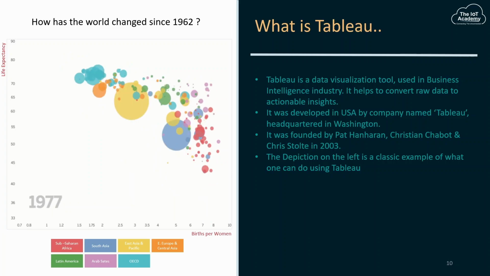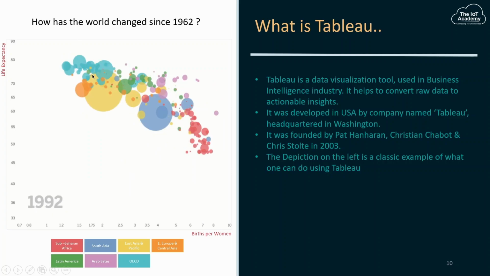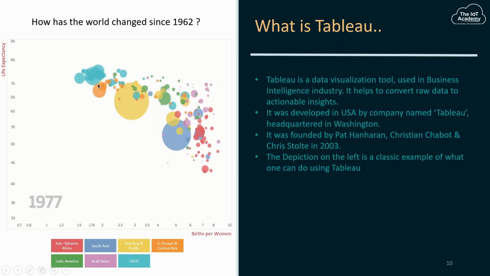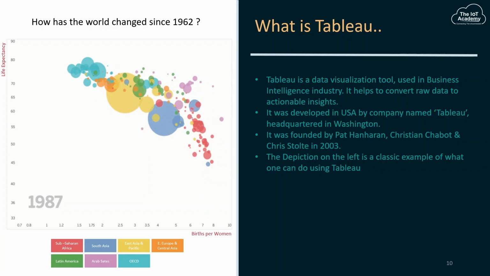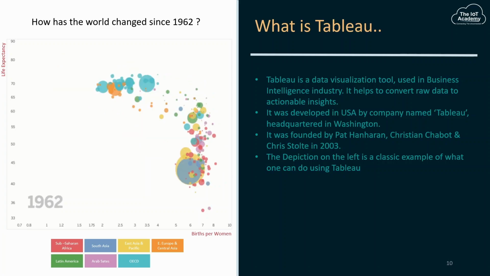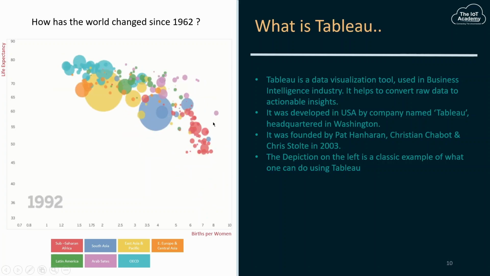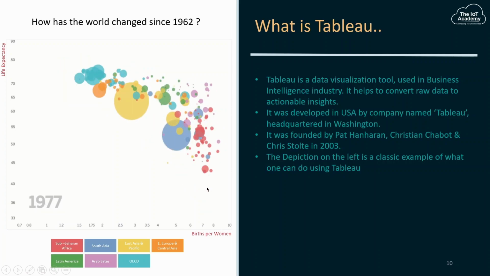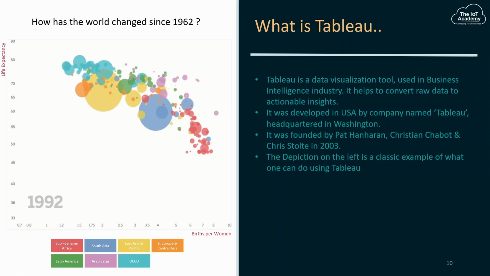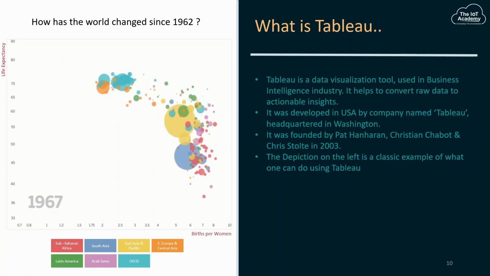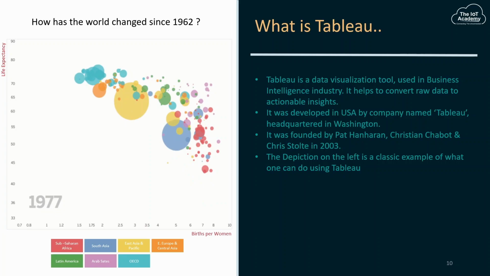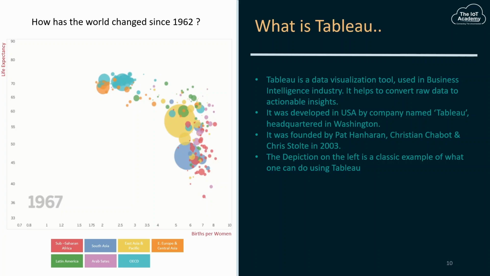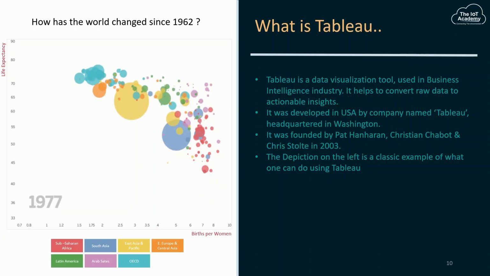So if we look at this, OECD is leading at this point, and subsequently East Asia and Pacific takes over. The sub-Saharan countries remain at the lagging end from 1962 till 1997. South Asia is almost at the middle level.